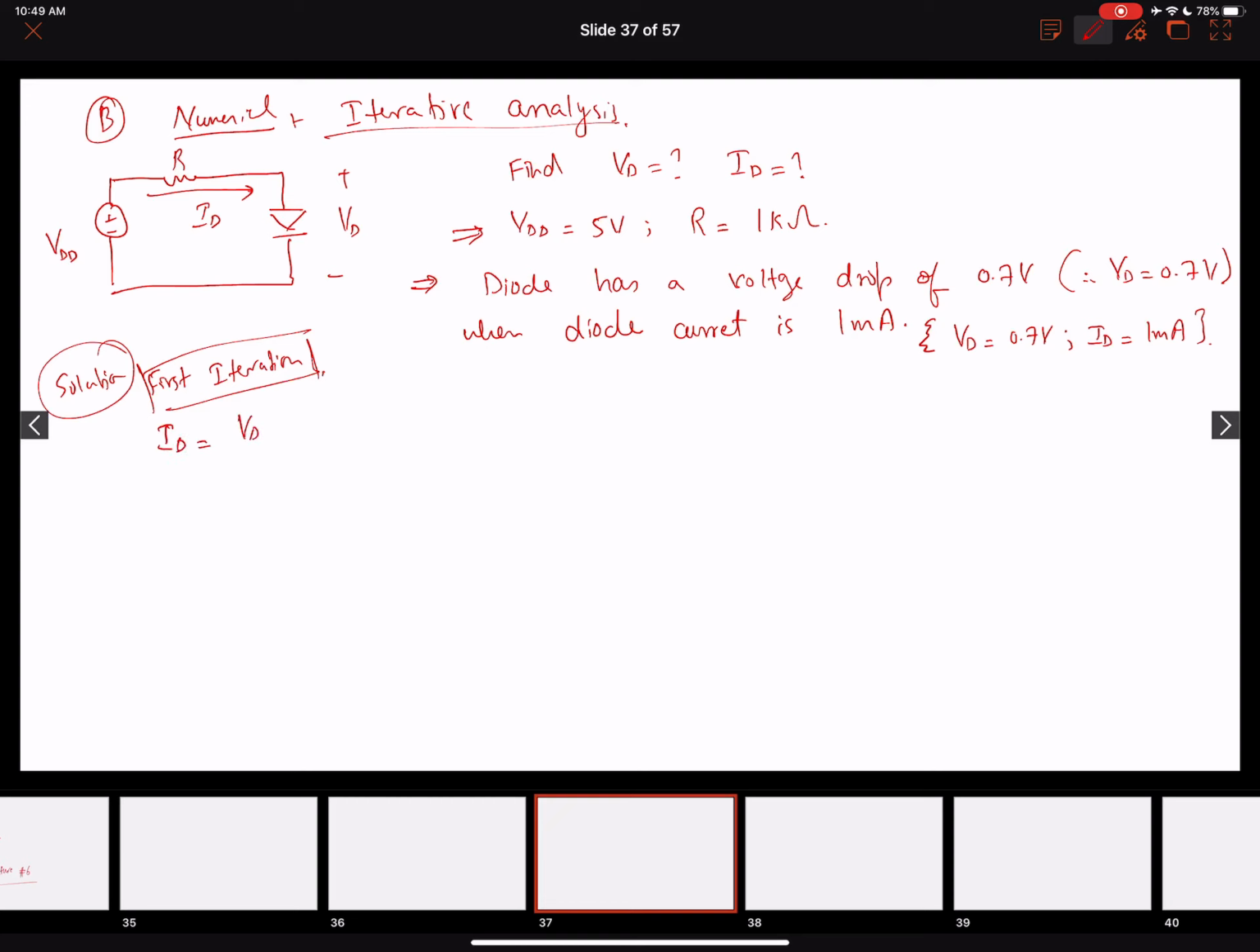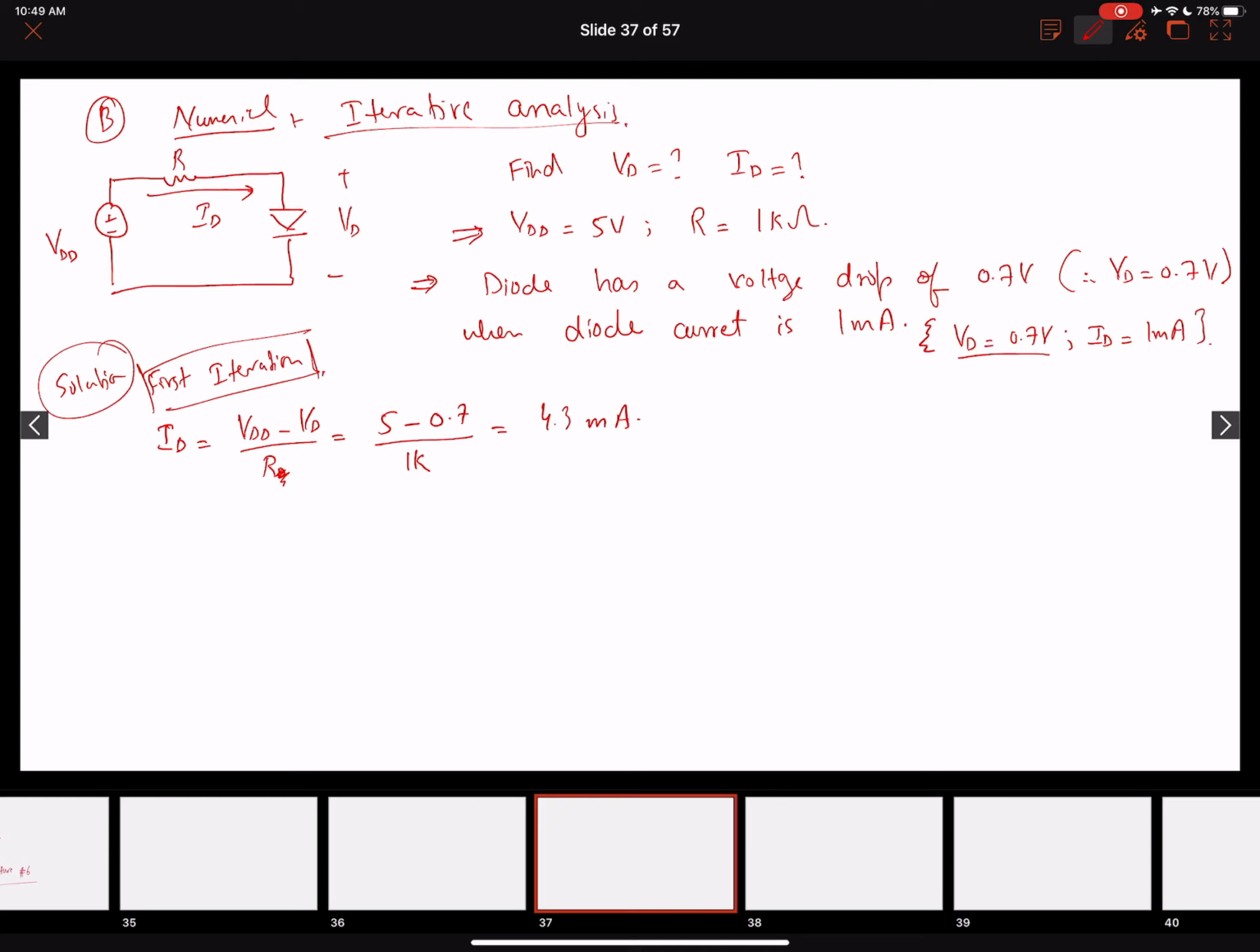ID equals (VDD minus VD) over RD. So VDD is 5 volt. VD, I know the VD. I'm going to use this data point, 0.7, divided by R, 1 kilo ohms. This is going to come out to be 4.3 milliamperes.